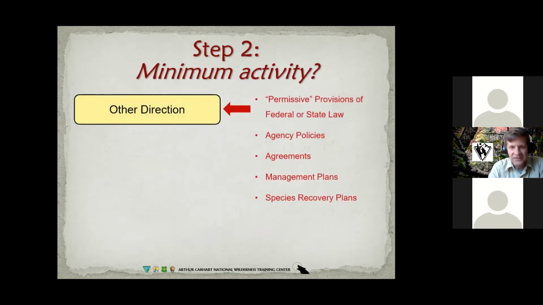So the minimum activity, you can just run down through it right there. You're looking for other direction that basically directs you to take action, whether that's a federal or state law, agency policy, or your site management plans, whether it's a park or forest management plan, or your overarching general land use management plan, and also the local wilderness or wilderness stewardship plan for that area.